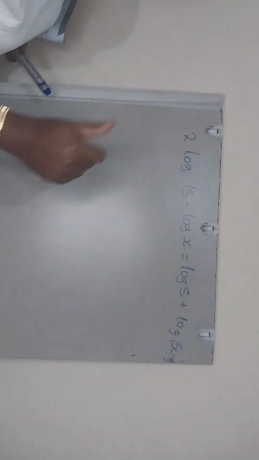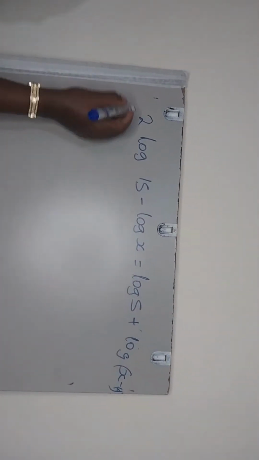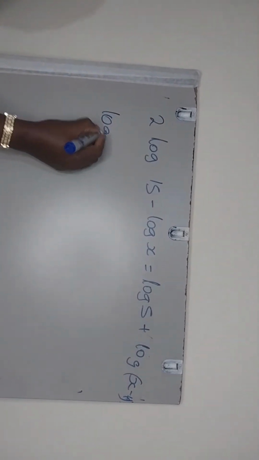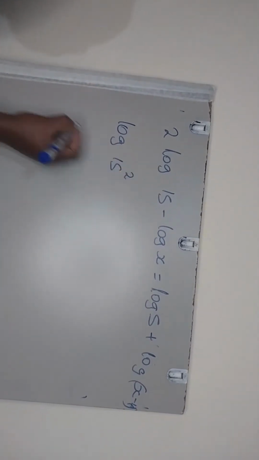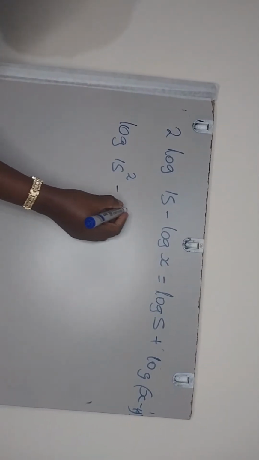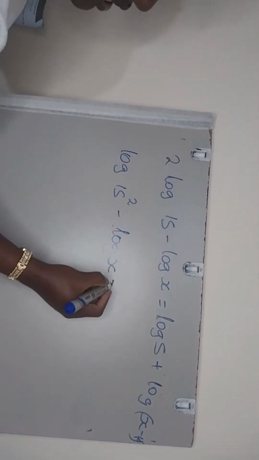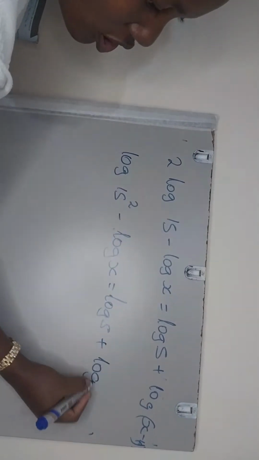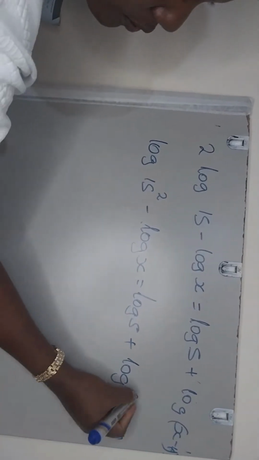If there is any of the logs with a number before it, we put that as a power. Let us see. For example, the first part says 2 log 15. We now write log 15 to power 2 minus log x is equals to log 5 plus log(x minus 4).